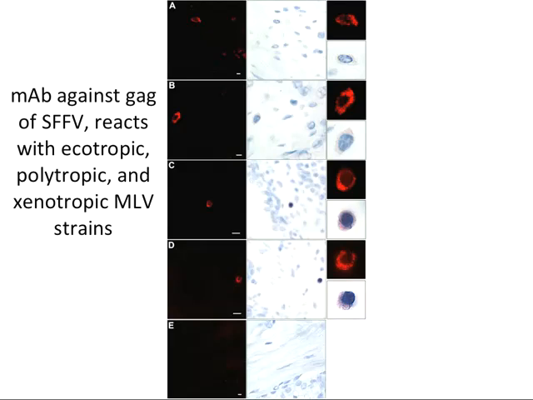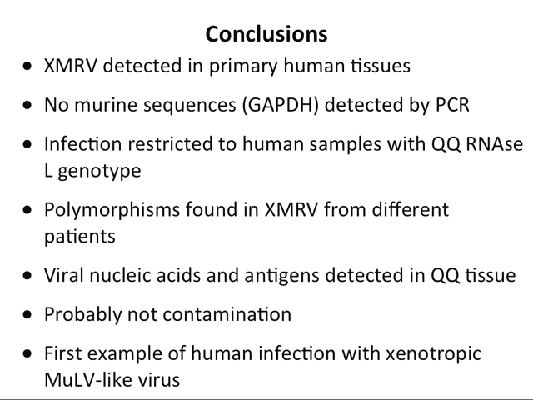So the previous slide showed there was viral nucleic acid in the prostatic tumor cells. Here we see that there's viral protein in the prostatic tumor cells as well. So the conclusions of this study: the XMRV was detected in primary human tissues, with no mouse sequences. They did a control looking for mouse GAPDH, and it wasn't found. Infection seems to be restricted to samples with the RNASEL QQ genotype. They found polymorphisms in the virus from different patients, slight sequence variations, very minimal though, and they suggested this indicated that these were independent infections.